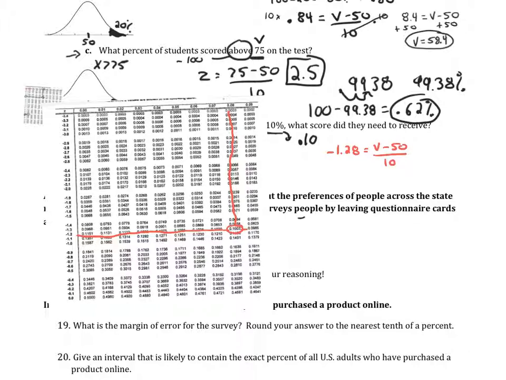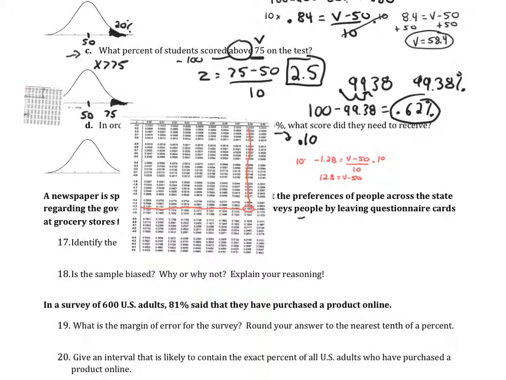So now we're going to solve it just like the one we solved above. We multiply 10 by each side. When we do 10 times negative 1.28, we get negative 12.8 equals v minus 50. Then we're just going to add 50 to both sides, plus 50 plus 50, and we get our final answer as v equals 37.2.